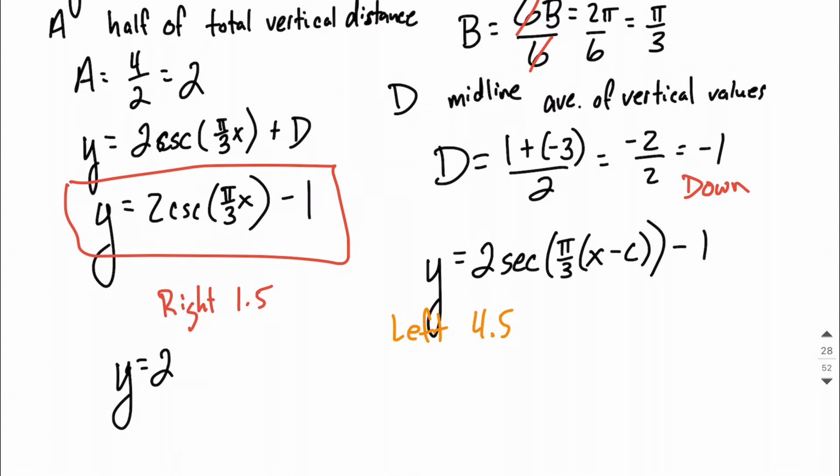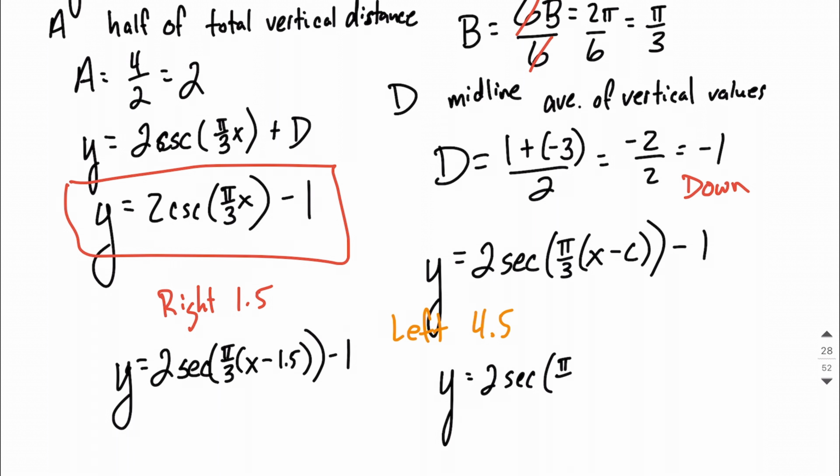To accomplish either one of these, I'll write them out here. We have y equals 2 secant of pi over 3, and then to the right 1.5. What we're going to end up doing is the opposite of what we think it should be. It's kind of counterintuitive. So we're going to subtract 1.5 directly from x to move everything to the right. But if we want to move everything to the left, we have to add, which I know feels counterintuitive, but that's how it works. So that 4.5 gets connected directly to the x. We're going to add 4.5 to move everything to the left.